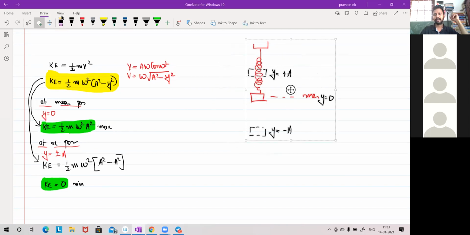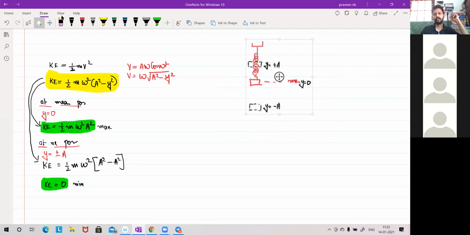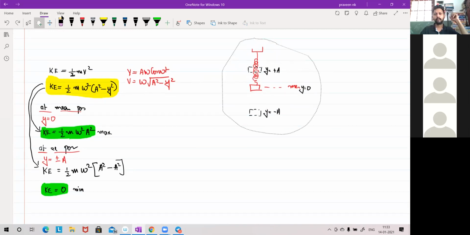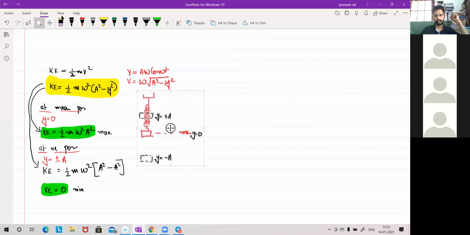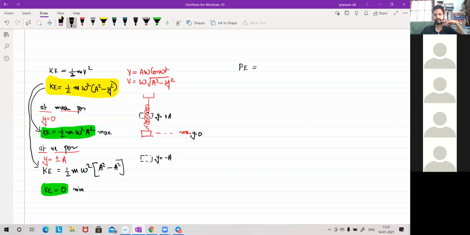Let's try to understand about the potential energy. We know what the potential energy of a spring is. Have we learned about the potential energy of a spring? Is it gravitational potential energy or elastic potential energy? Elastic potential energy. Is the elastic potential energy's value mgh? No, it's not mgh. It is half kx square.